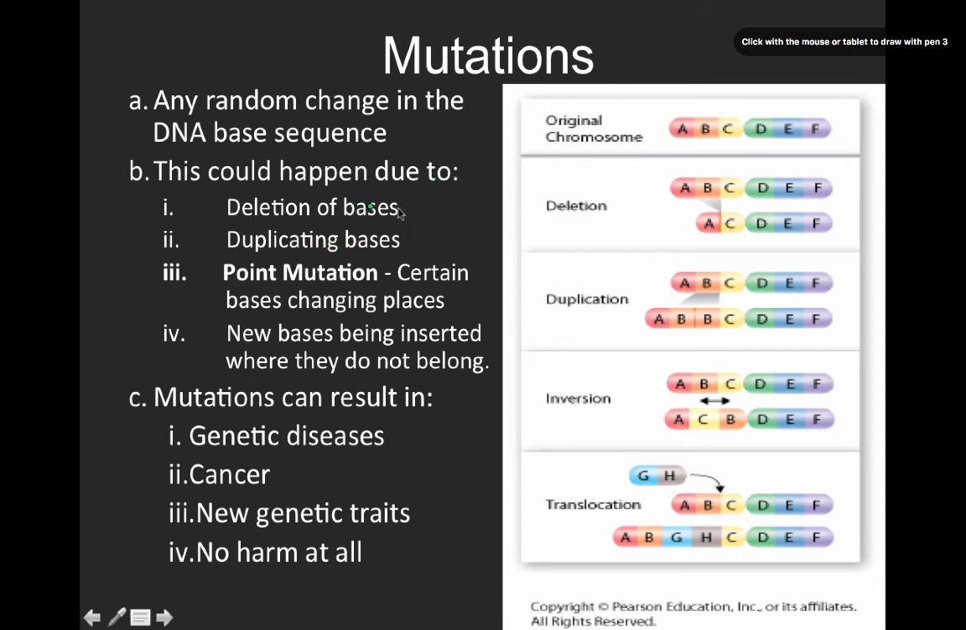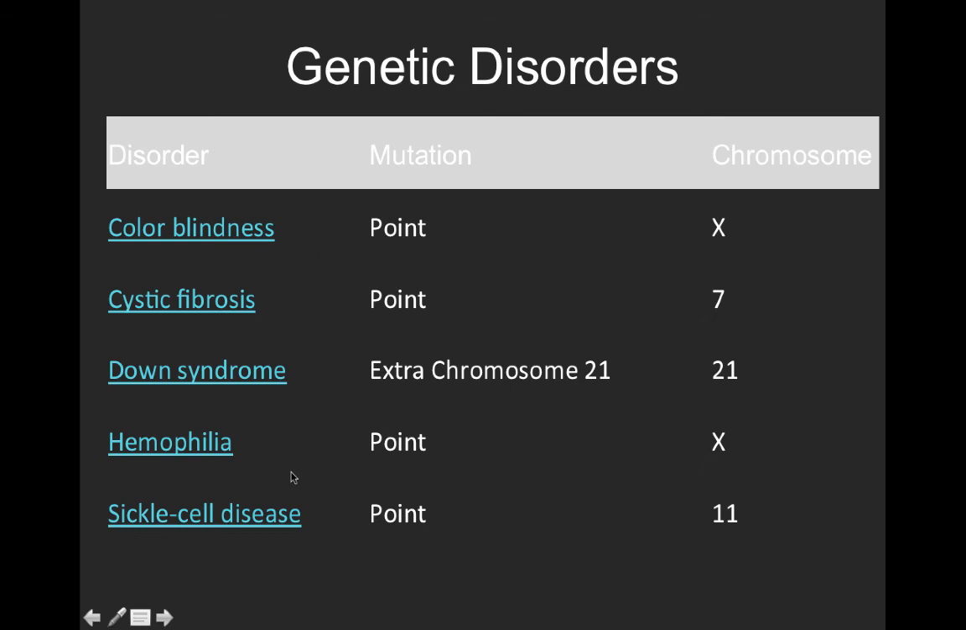So this can happen to all kinds of things. Deletion is one that you should be looking for, especially in the thing you were researching in genetic disorders. Deletion could be the reason. We could have duplication of bases or repeats. We could have point mutations, so some bases just changing in specific places. New bases being inserted, so other sequences being added in to our DNA. Mutations can cause all these things. Again, this is review. Genetic diseases, cancer, new genetic traits, or sometimes they don't impact anything at all.